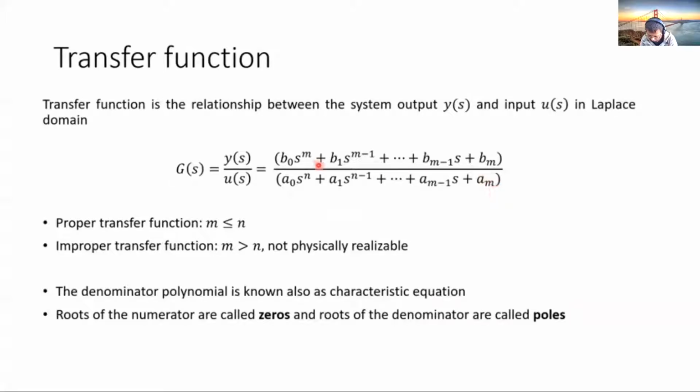Of course, if we are talking about polynomials, indeed we have some roots for the numerator and some roots for the denominator. In the case of the numerator, the roots of this polynomial are called zeros, and the roots of the denominator are called poles. We always are going to look at the poles to analyze the stability and the dynamical response of the system. So keep these names, poles and zeros, and also keep this as the characteristic equation of our transfer function.